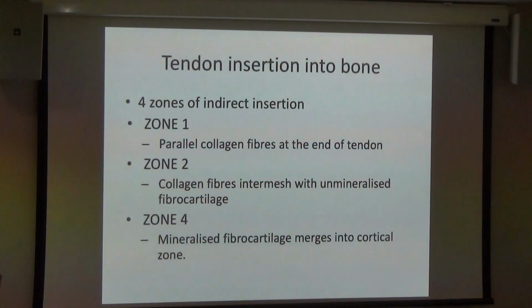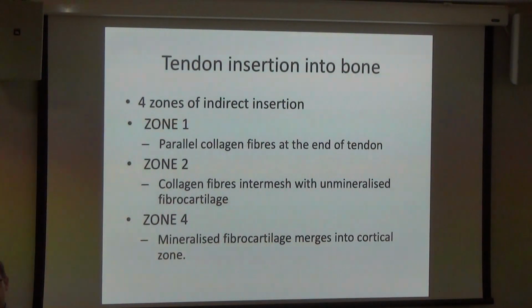Zone 3, I think. Yeah, zone 3 is when that unmineralized fibrocartilage begins to get replaced by a bit of mineralization, calcium, for want of a better word. So there's a transition from soft tissue, jelly-like fibrocartilage, followed by the cartilage becoming a bit calcified. And then finally, that calcified, mineralized fibrocartilage merges into the cortical bone. So it's a clear, distinct, slow transition.